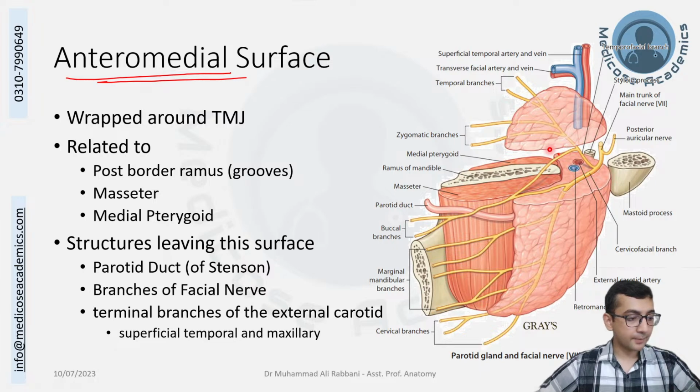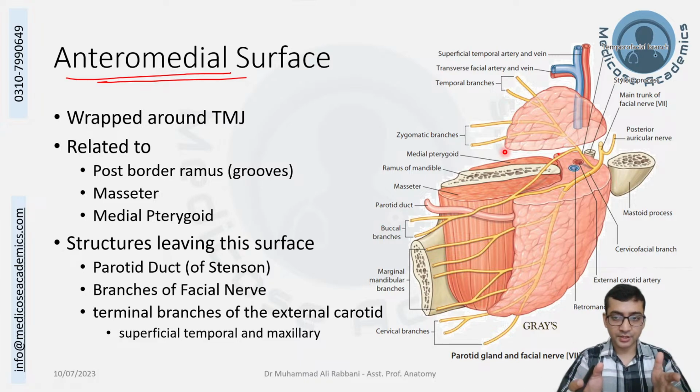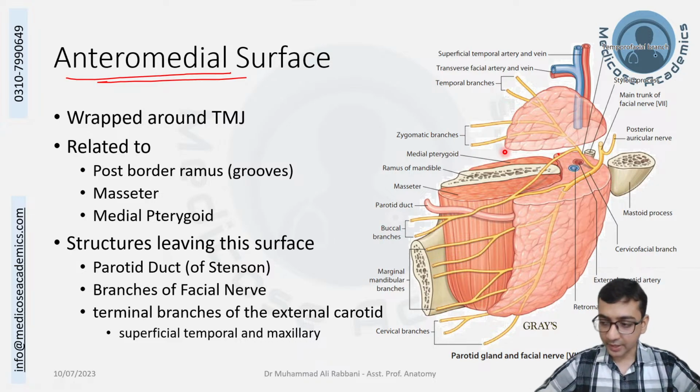On the anteromedial surface, if you have followed the lecture on the temporomandibular joint, you must know that the ramus of the mandible is sandwiched between two muscles on either side. On the outer aspect, there is the masseter muscle, the one that you can palpate right here while clenching your teeth. On the inner aspect, running in a parallel fiber direction, is the medial pterygoid muscle. Both are muscles of mastication and have similar functions, including closing and protraction of the jaw. So these three structures are related to the anteromedial border.